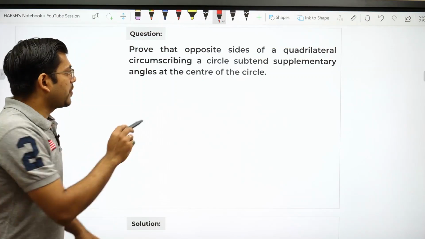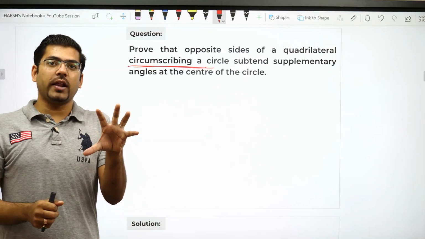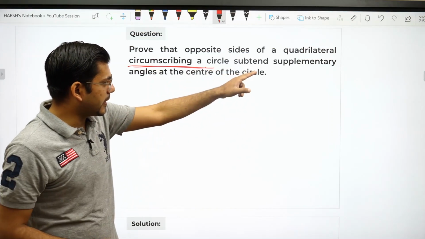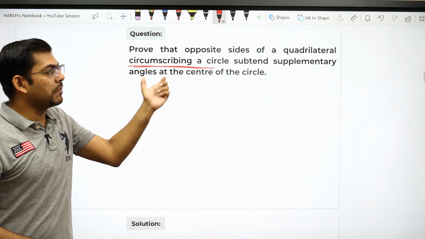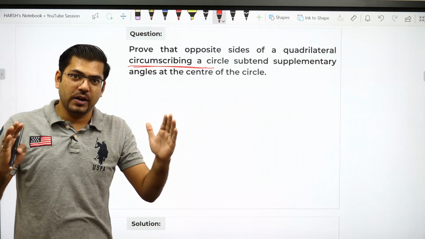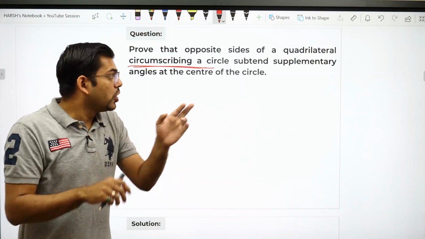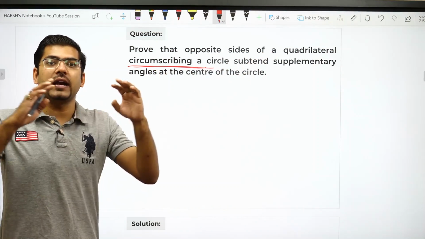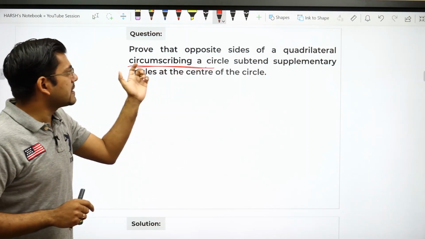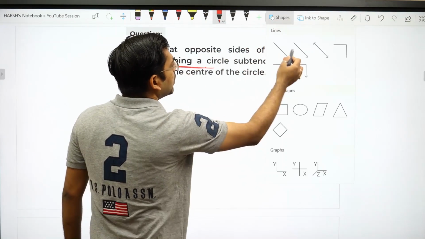Now this is also very important. Students don't understand whether the circle is outside the quadrilateral or inside it. So for this, I'll tell you. See the language here: quadrilateral circumscribing a circle. Circumscribing always means outside. Always remember, circum means outside, inscribing means inside. So quadrilateral circumscribing means the quadrilateral will be outside and the circle will be inside, because it is said quadrilateral circumscribing a circle. So let us make a circle first. I'll use some shapes.